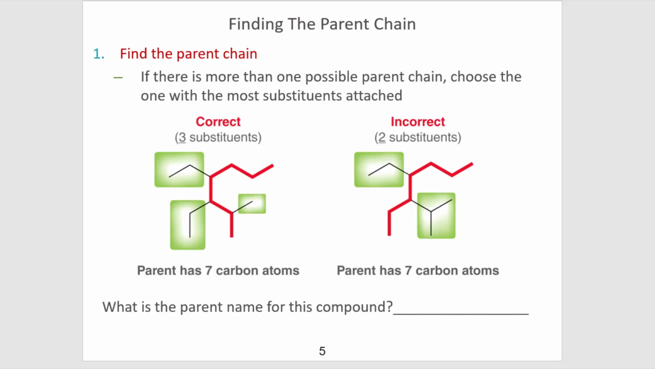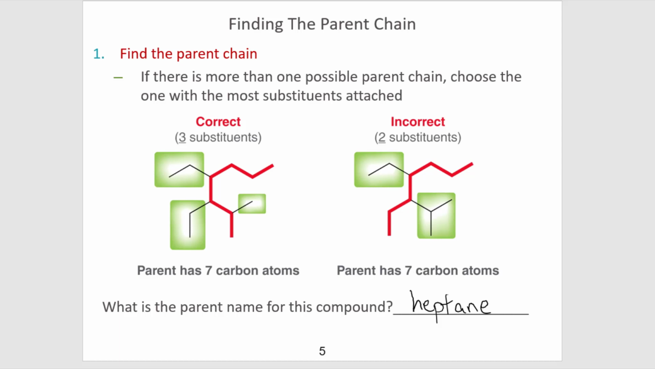Okay, so once we've found the parent chain, we're going to name it. Let's look at this example here. We've got in red the longest parent chain. 1, 2, 3, 4, 5, 6, 7. So what's the parent name for this molecule, given what we just learned about prefixes? If you said heptane, you would be correct. So we've just named our parent chain, heptane.